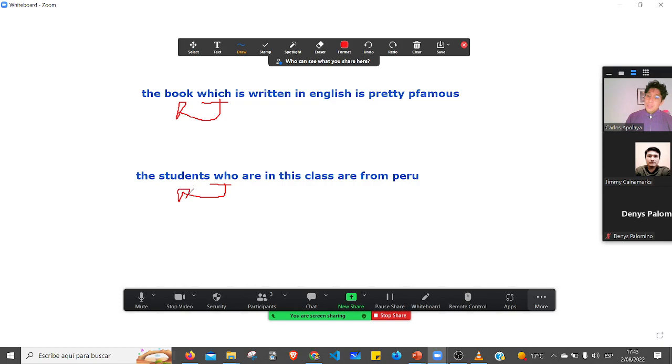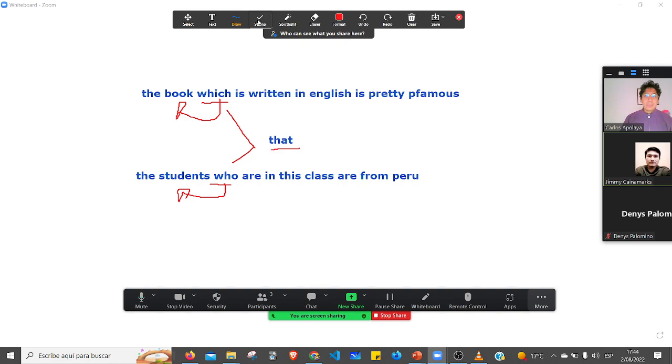Okay, yes, of course, you can use instead of which and who you can use, Denise, do you remember? Which one? What can we use instead of who and which? That. Amazing. But remember that that is informal, right? When you have this relative pronoun here, like which and who or that, you can omit it when you have the verb be. You can say the book written in English is pretty famous.